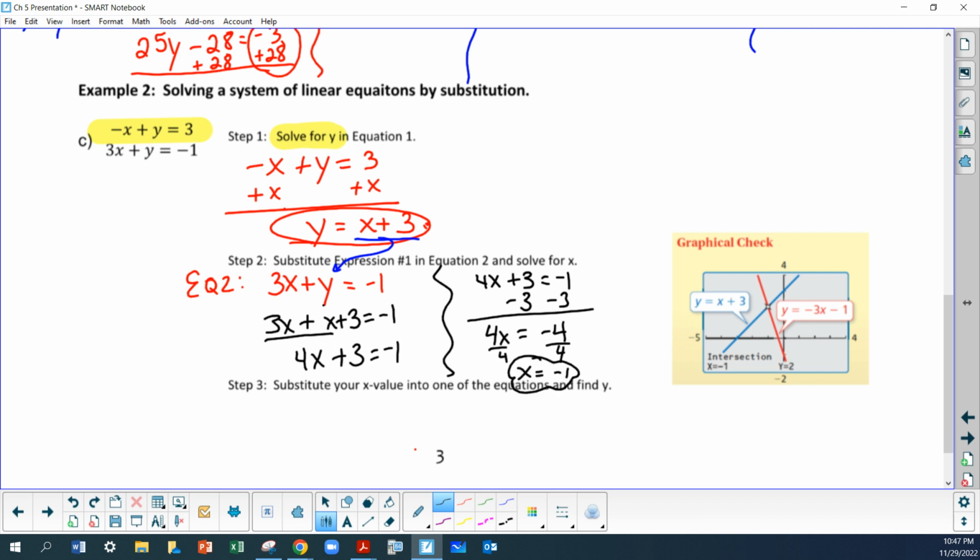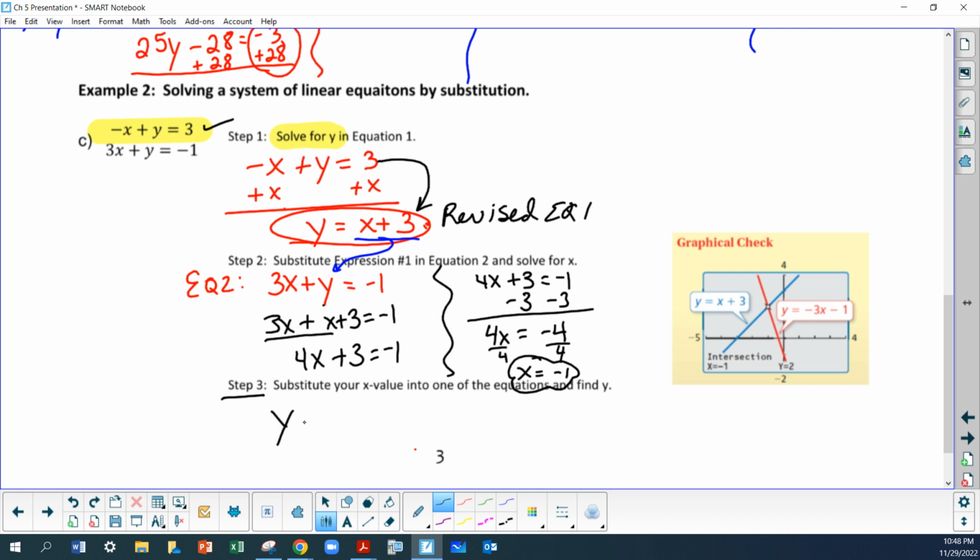Awesome. We got half our solution, don't we? We need to go on to step 3 now and substitute that value back into one of the original equations. I can go back into equation 1, but remember with equation 1, we ended up solving it for y. So this really is just like a revised equation 1. So I'm going to use the revision.